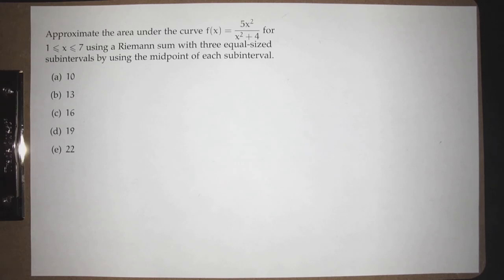So let's start with our review problem, which says approximate the area under the curve f of x equals 5x squared over x squared plus 4 for the interval from 1 to 7 using a Riemann sum with 3 equal-sized subintervals by using the midpoint of each subinterval. So remember, the idea of Riemann sum is we're breaking up our intervals into equally sized pieces, and then we have to decide a point for each subinterval. Okay, so the potential answers, 10, 13, 16, 19, or 22. What's the answer?